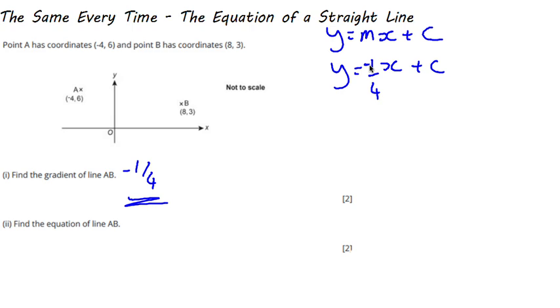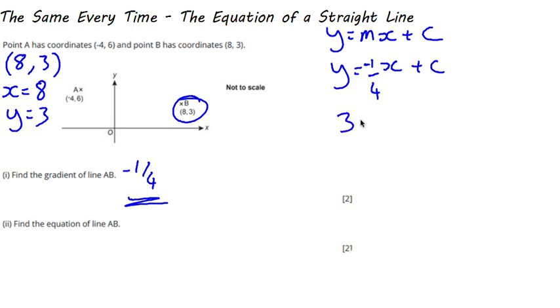Well, now all I need is any one of the coordinates, either A or B. I'm going to choose the coordinates at B because it doesn't have any negatives in there and maybe that's easier to work with. So 8, 3. So that tells me on this straight line, when x equals 8, y equals 3. So in my equation, everywhere I see an x, I'm going to put 8. Everywhere I see a y, I'm going to put 3. So -1/4 times 8 plus c.